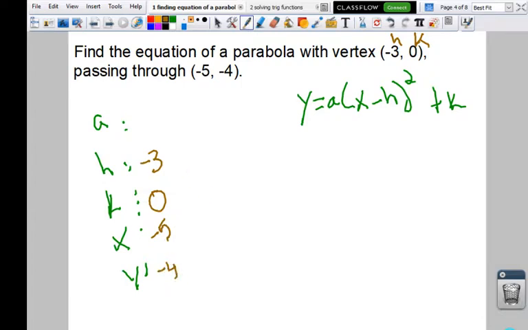I'm going to have to go through and solve it for our a. So I'm going to go negative 4 equals a times x, which is negative 5, minus h, which is negative 3, squared, plus k, which is 0.